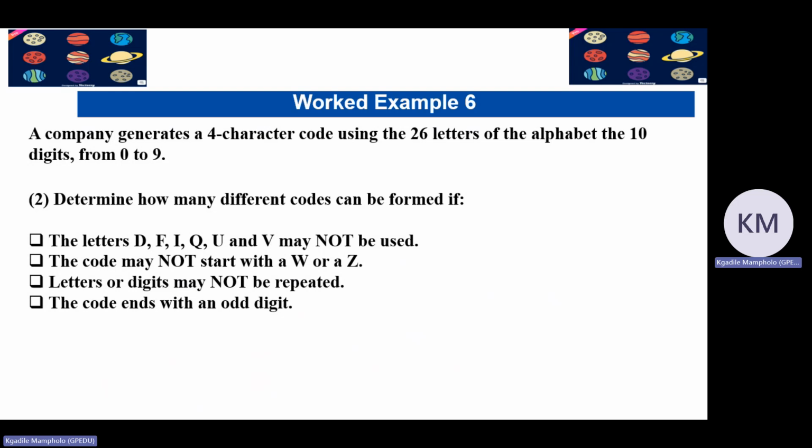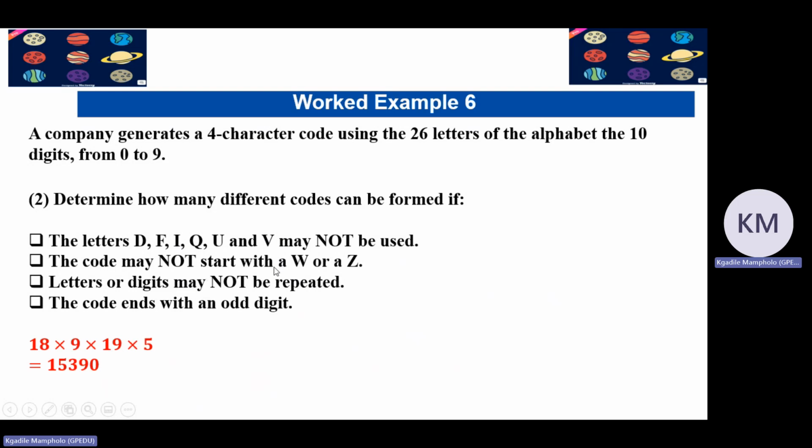Letters or digits may not be repeated, and the code ends with an odd digit. Let's start with this one. Remember now, we are excluding D, F, I, Q, U, and V.